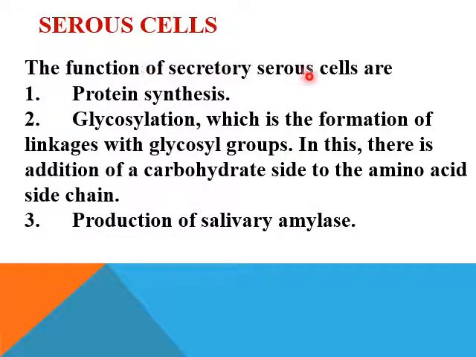The functions of secretory serous cells are protein synthesis and glycosylation, which is the formation of linkage with the glycosyl group. In this, there is addition of a carbohydrate side chain to the amino acid side chain, and production of salivary amylase for digestion of starch. The serous cells contain both protein and carbohydrate, but the protein is more than the carbohydrate, so these cells appear in histological section as dark in color.